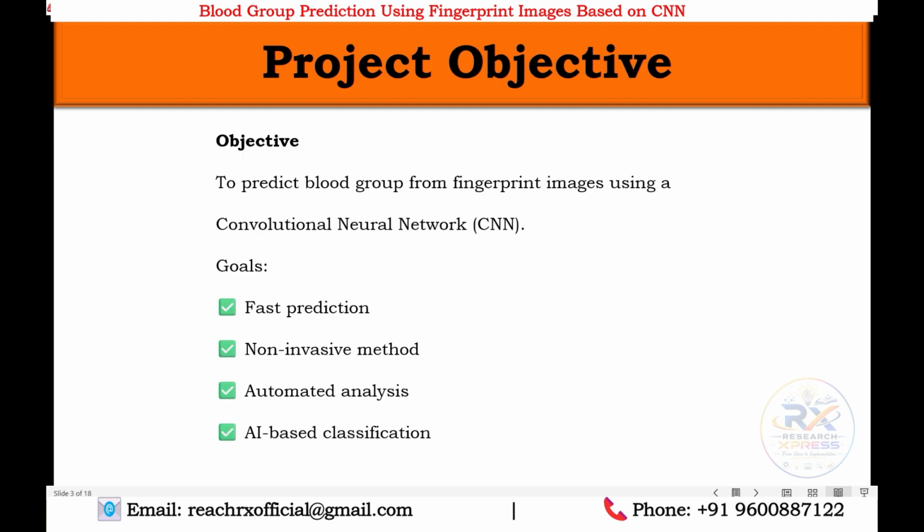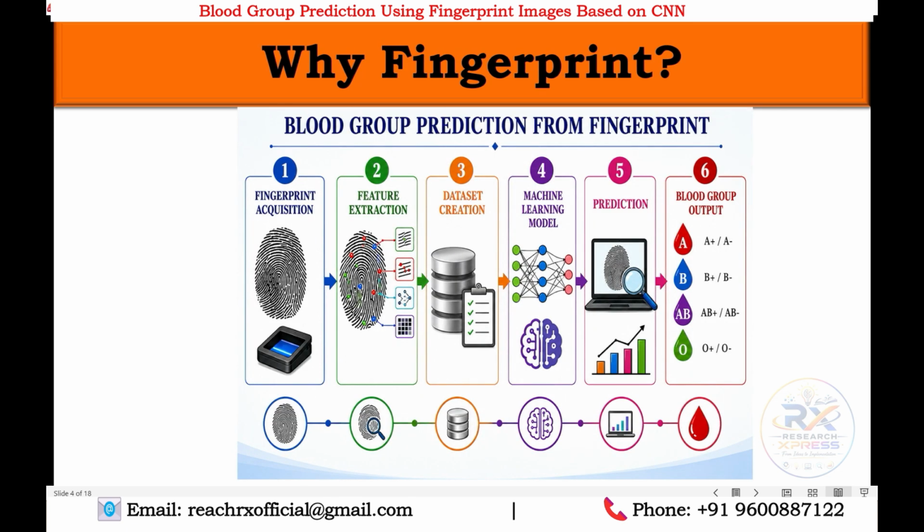Next, the main objective is that we need to predict fast. The instant output is what we need nowadays. We have used a convolutional neural network here. Next, why is fingerprint needed for finding the blood group? This is the main objective we have used here.